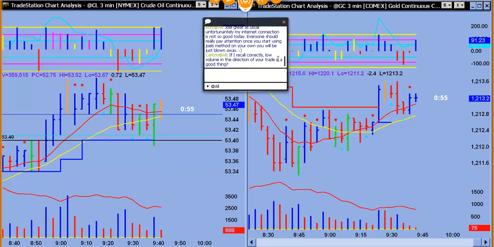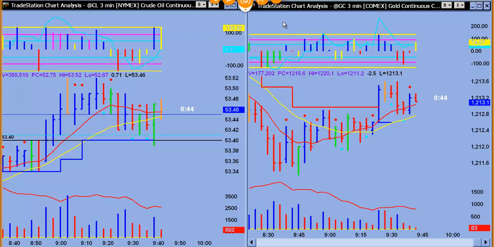Okay, he says if you recall correctly, low volume in the direction of your trade is a good thing. Yeah, that's a good thing, Carlton. Like I say, high volume comes in at tops and bottoms, and low volume comes in between. But you get that divergence after the high volume, then you want low volume when you retrace and test those areas.